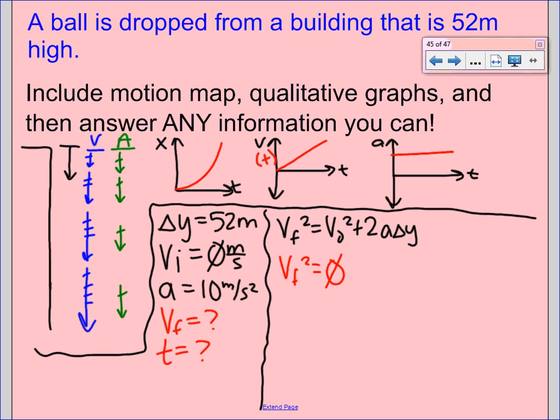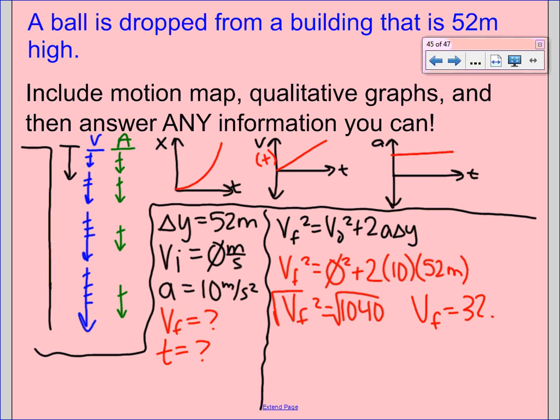My initial velocity is 0, plus 2 times the acceleration of gravity, which is 10, times the height of the building, which is 52 meters. When I multiply all that out, v final squared equals approximately 1,040. And if I square root both of those, I'll end up getting my final velocity. Final velocity is approximately 32.25 meters per second. So that is the velocity it would reach right before it hits the ground.